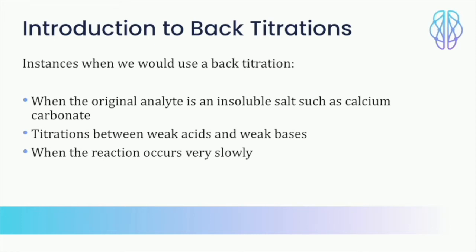So the first being the original analyte, what you're trying to find the concentration of, is an insoluble salt, such as calcium carbonate. Also, you could use it in titrations between weak acids and weak bases, or whenever the reaction occurs very slowly. So any of those 3. But for the purpose of your senior chemistry studies, it'll probably be the first one here. So any insoluble salt, you'll do a back titration on.